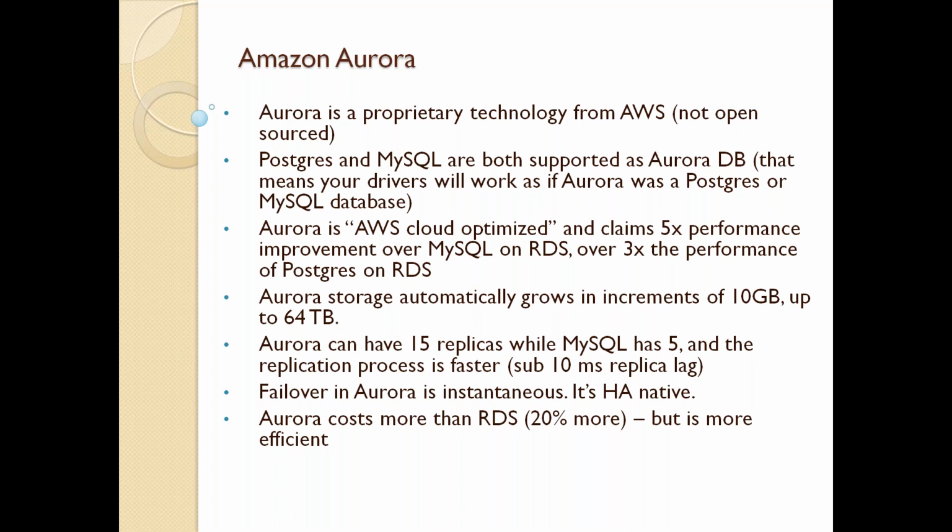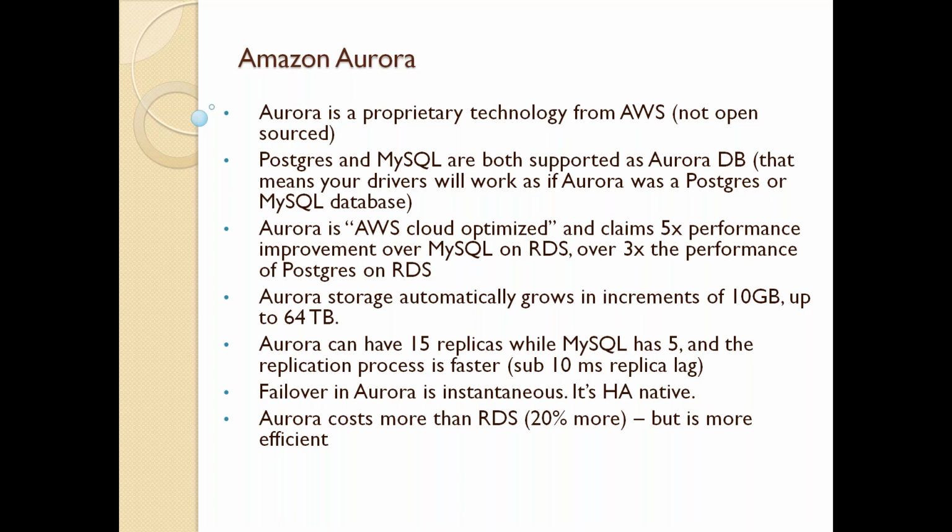So Aurora is AWS cloud optimized. Since it is cloud optimized, they claim that they have five times more performance improvement over normal MySQL on RDS. So we have created RDS. If we would have created Aurora with MySQL, we would have got 5 times more performance than the RDS and 3 times performance of Postgres. Very important is, Aurora storage automatically grows in increments of 10 GB, up to 64 TB. So auto scaling you need not enable, it is automatic. So you need not worry about your storage.